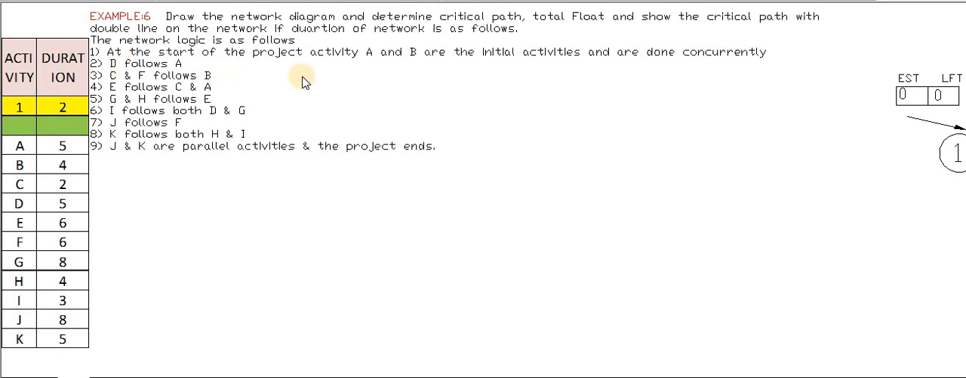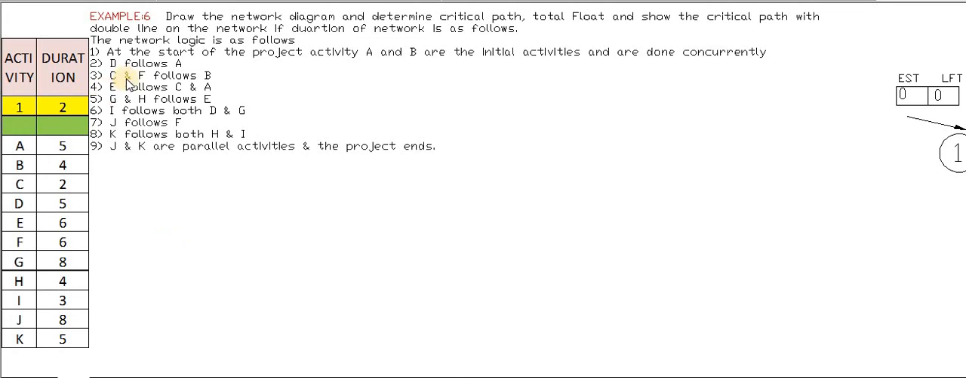At the start of the project, activities A and B are the initial activities. That means the starting point for A and B is the same, and they are done concurrently. That means A and B activities start at the same point. So we will read the various sentences one by one, and these are the 9 points given, and we will draw the network diagram depending upon the given conditions.